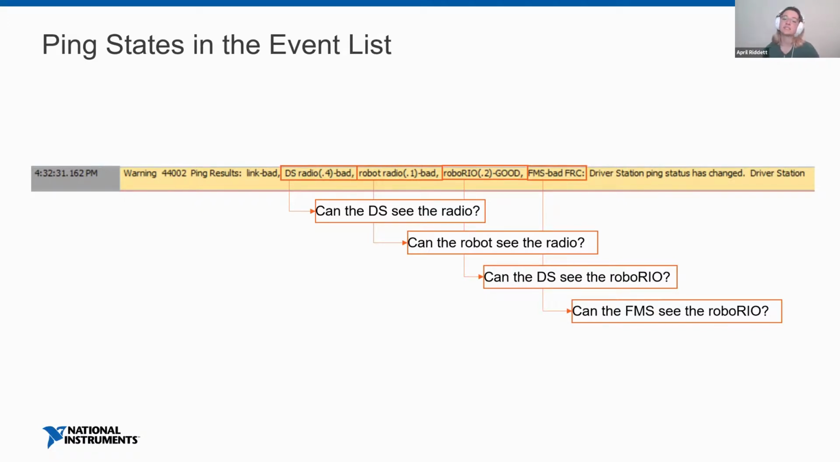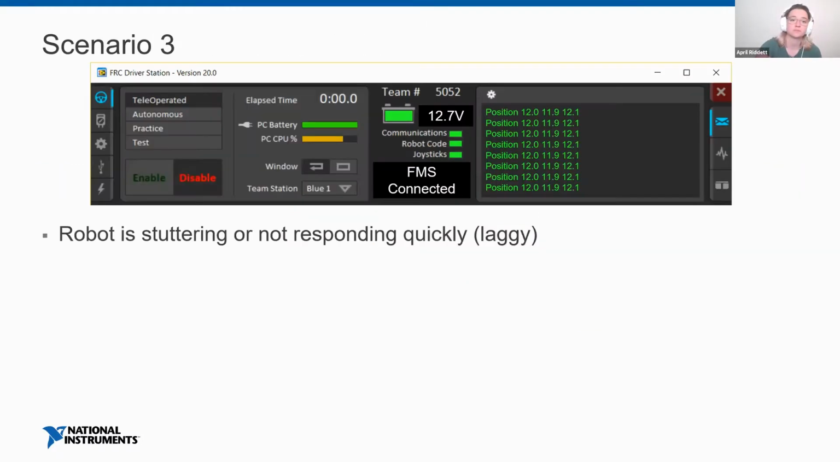Robot radio is asking, can the robot see the radio? The RoboRIO indicator is, can the driver station see the RoboRIO? And then the FMS is, can the FMS see the RoboRIO? So in this case, I wasn't connected to the FMS, so that's obviously going to be bad. And then I didn't have a radio plugged in, so those 2 are obviously going to be bad. But I was directly connected to my RoboRIO over USB, so that's why I got the RoboRIO ping back. Good. So just sharing that information with you.